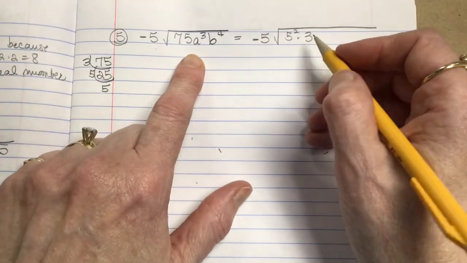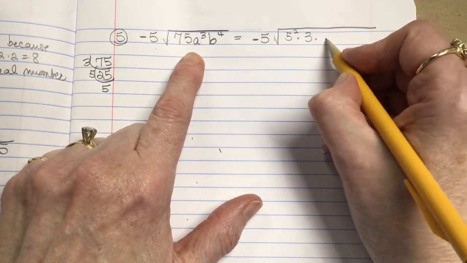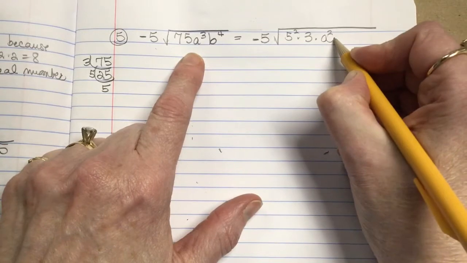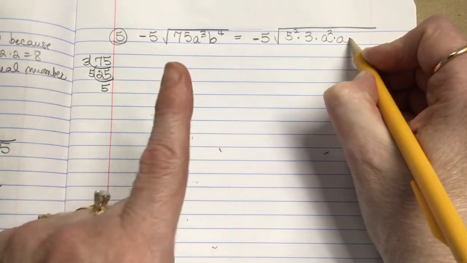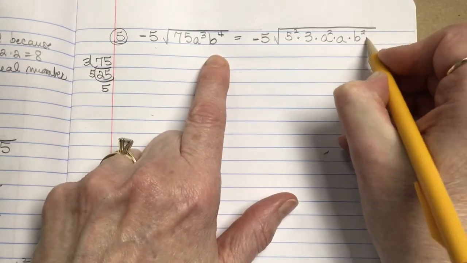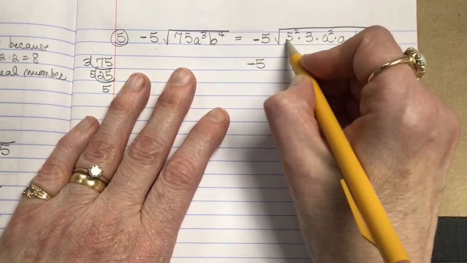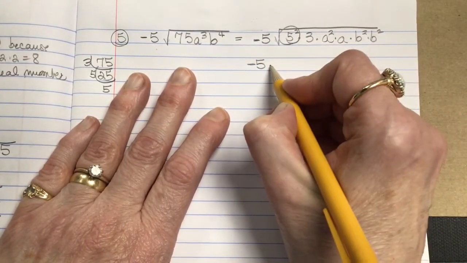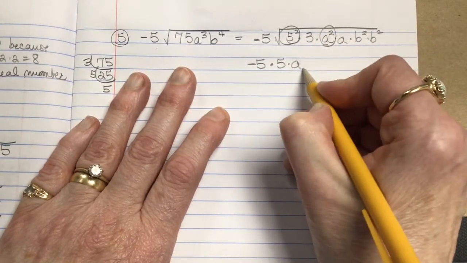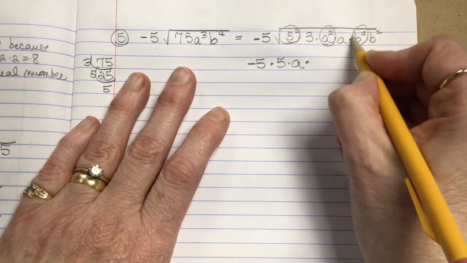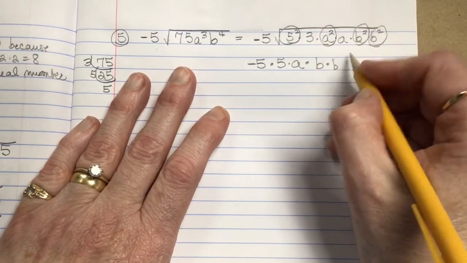What's a cubed going to become? I need a 2, so I've got a squared times a. And then my b to the 4th, if you go the route I was going, is b to the 2nd times b to the 2nd. Got a -5 on the outside. The square root of that 5 squared is 5. The square root of that a squared is a. The square root of the b squared is b. And the square root of that b squared is b.